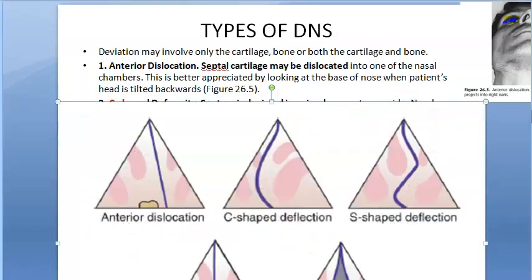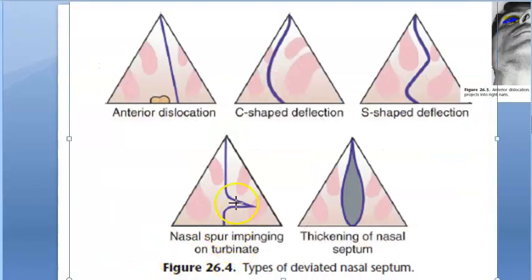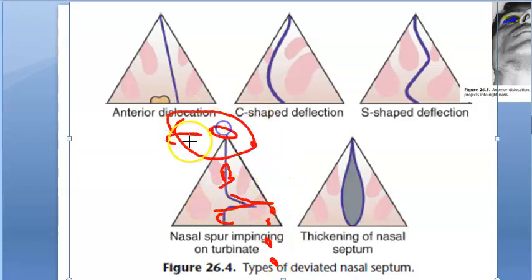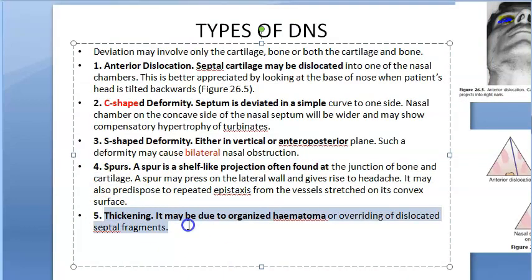Okay, let's look at this a little more in detail in the image. So here you have a nasal spur. Wherever the bone and the cartilage meet, let's just assume it is like this, though it is not exactly like this. Between these two, there is a shelf-like projection. They are saying this can touch the lateral wall. It can cause epistaxis, that is bleeding from the nose. It can also cause headache for that person. That's it, right? Guys, we'll move to the last one, thickening.